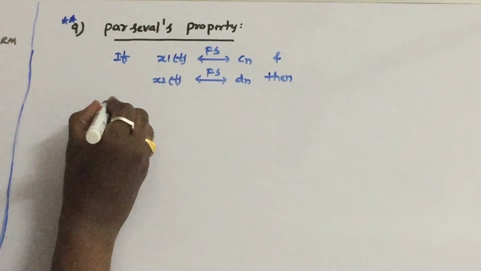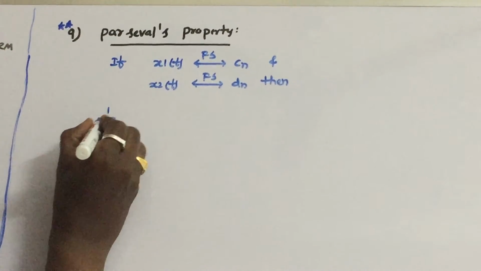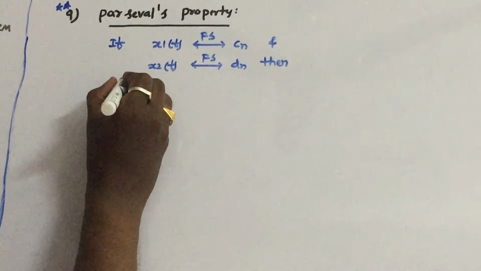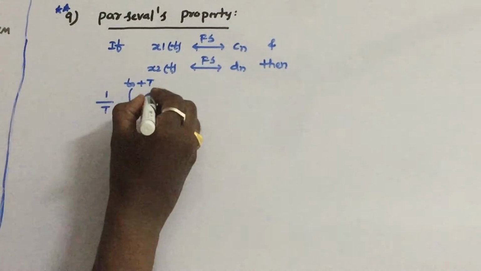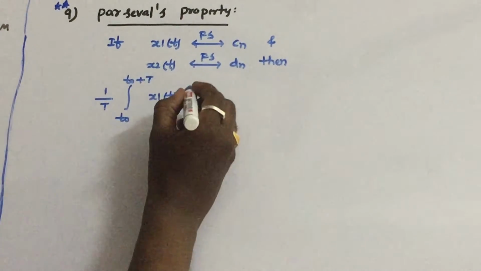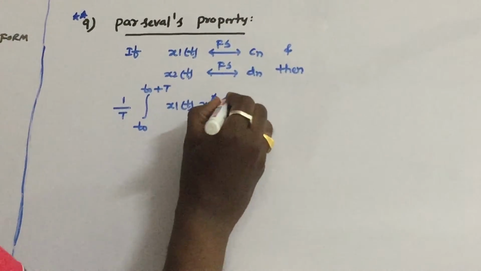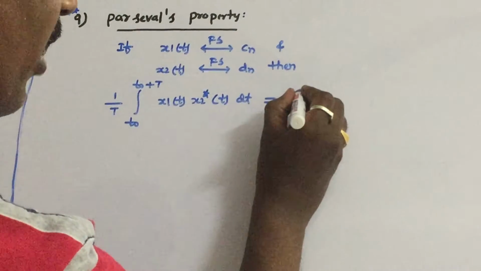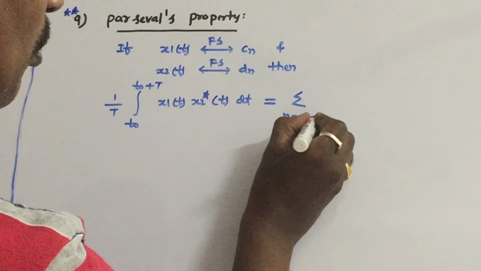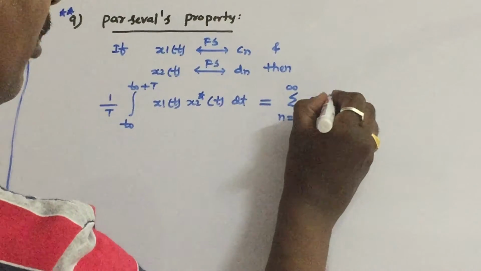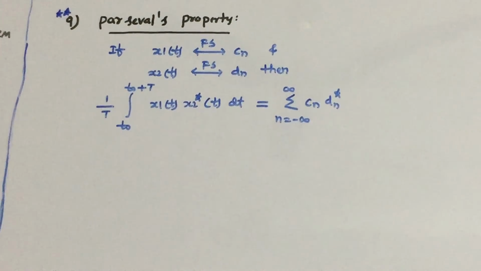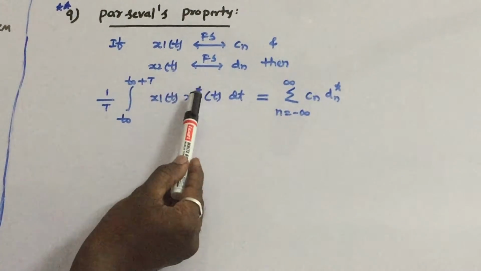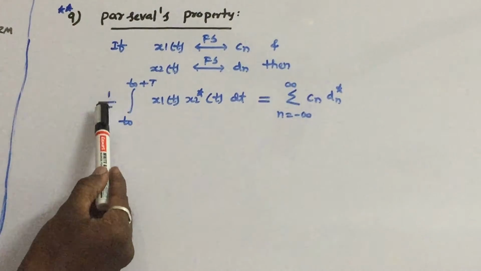So what we will do is 1 by T, integral t0 to t0 plus capital T, x1 of t into x2 star of t dt. Remember that very carefully. That is equal to summation n is equal to minus infinity to infinity Cn into Dn star. So that means if you integrate x1 of t multiplied by x2 of t's complex conjugate from t0 to t0 plus T, with 1 by T.